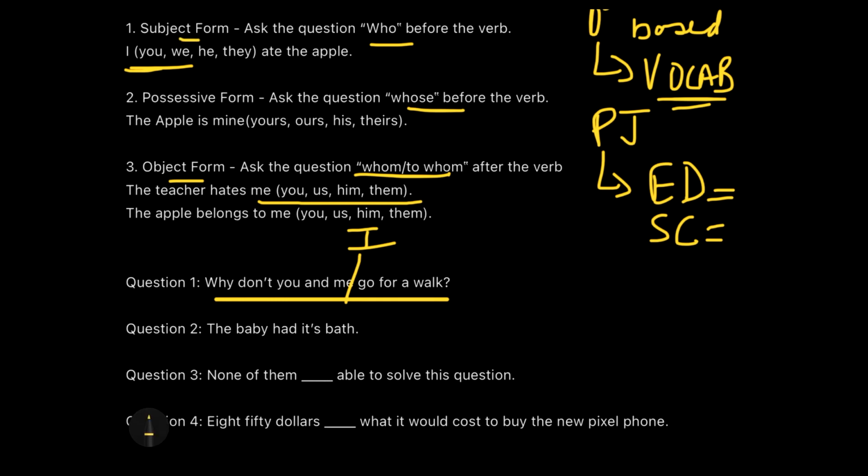Just have a look here. And me is in the object form. So here we are talking about two people and I want the subject. You and I will be the proper subject rather than you and me.